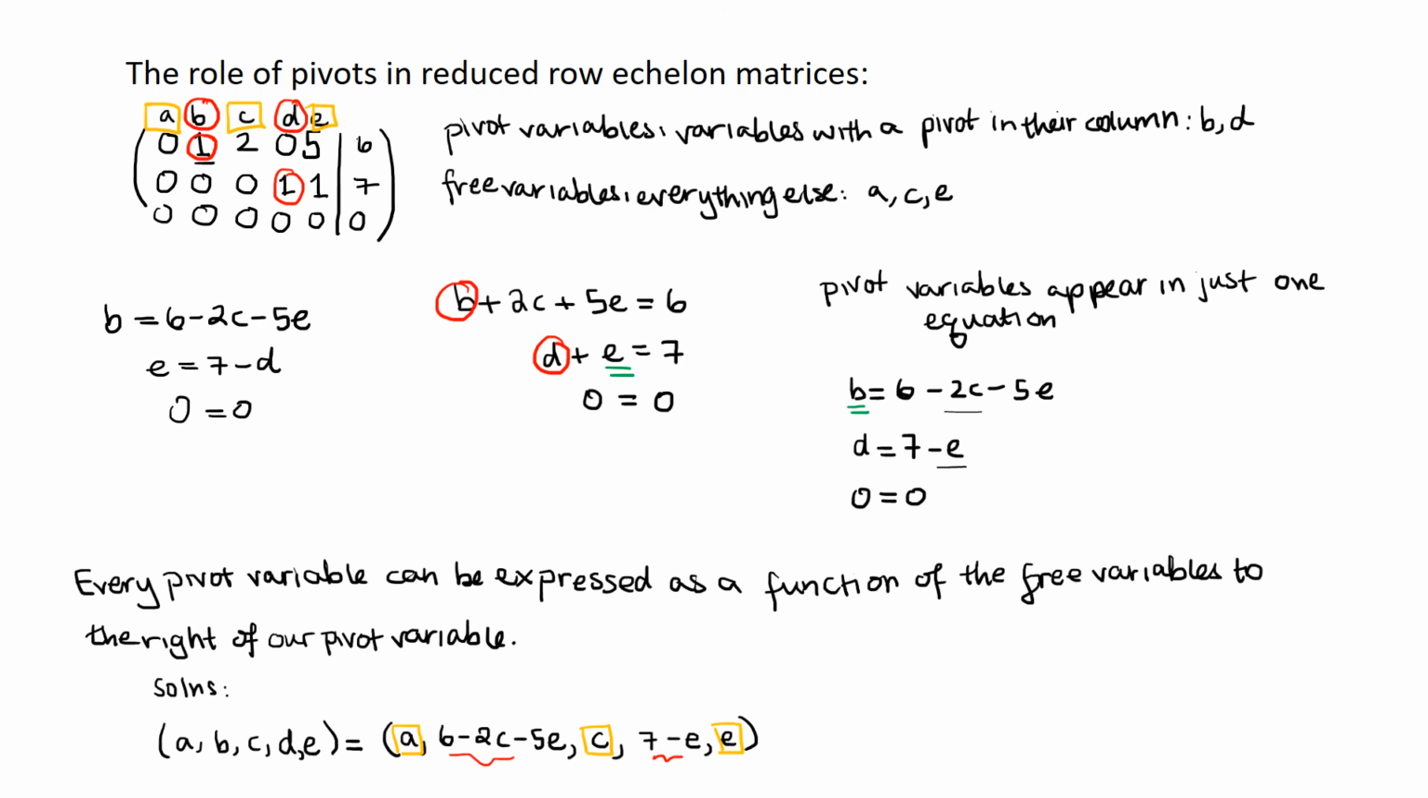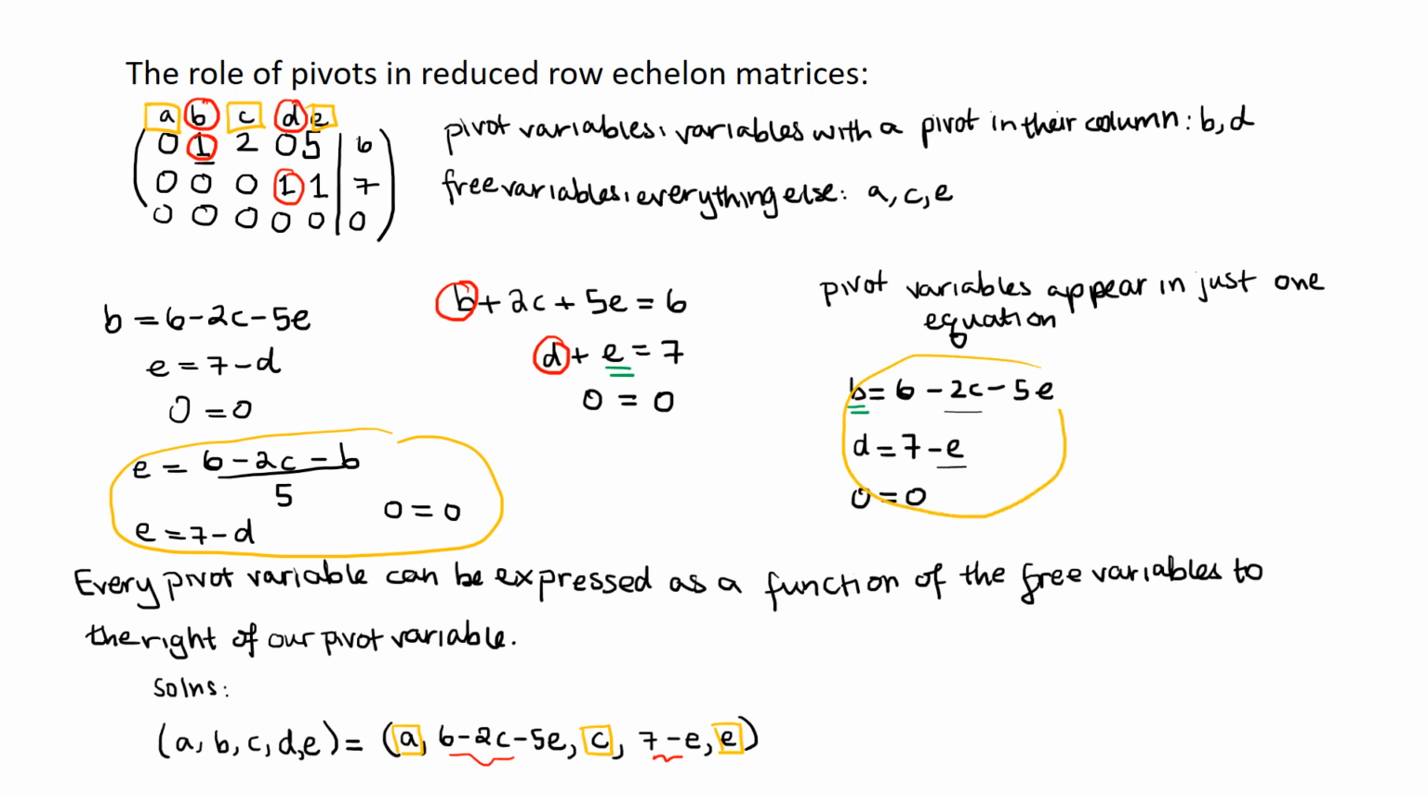Or we end up with odd feeling things, like if we had solved for E, we would get E equals 6 minus 2C minus B over 5, and it's also equal to 7 minus D. This is a lot harder to understand than this first writing, where E and C can just be anything.